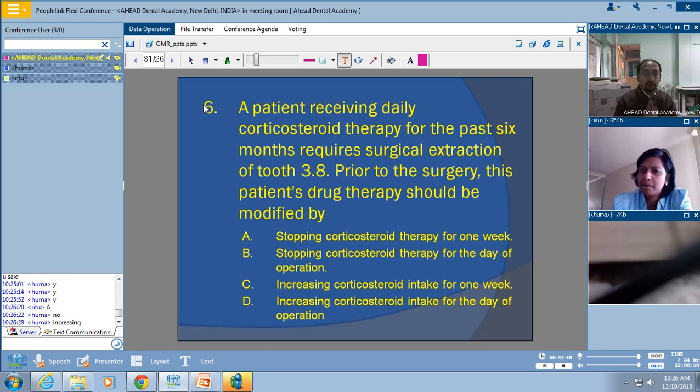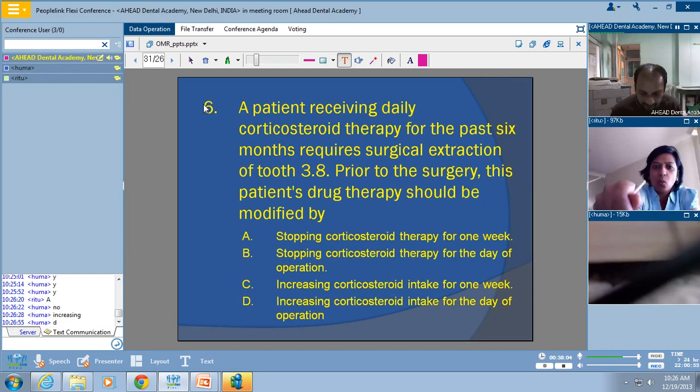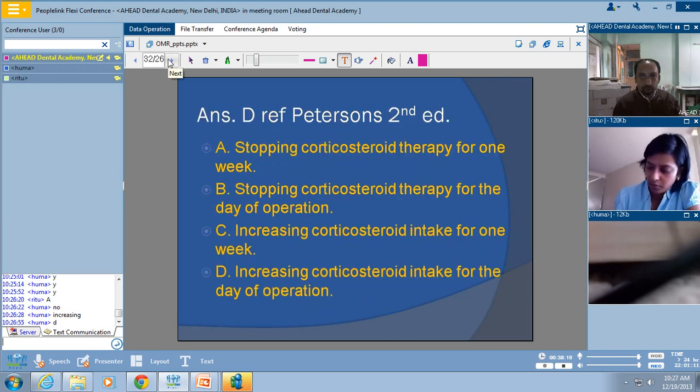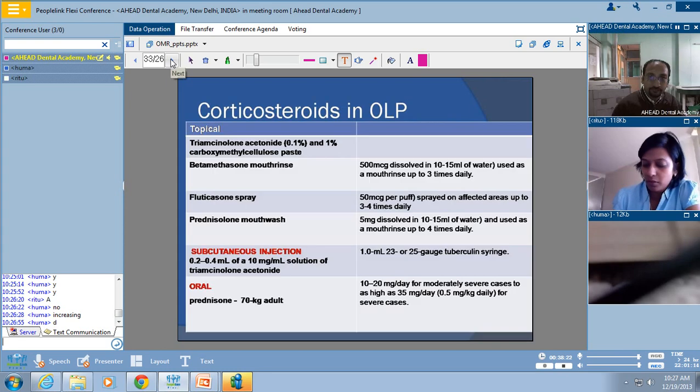Now, between choice C and D, which is the better answer? Is it for 1 week or on the day of the operation? Yes, it is choice D. When we increase the corticosteroid, we do not really want to increase it for 1 huge week. We will just do it on the day of the procedure. Okay? Yes, this is the choice. Answer D.